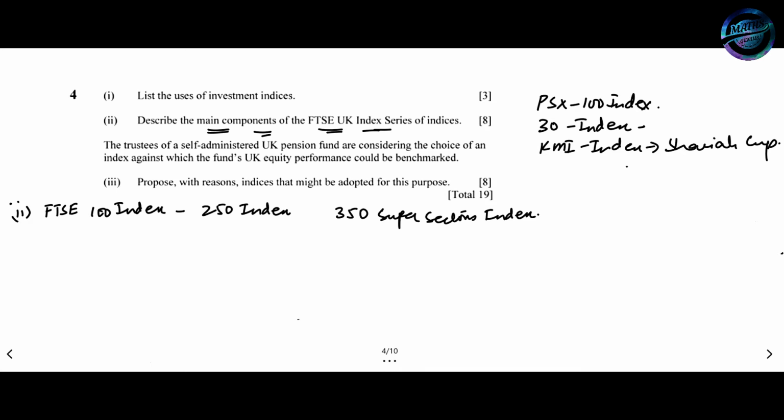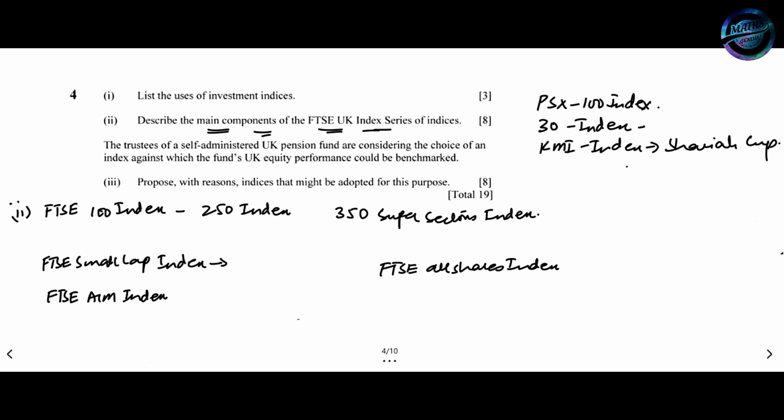then the FTSE small cap index. These are shares which are pretty small. Then there is the FTSE All-Share index, then there is the FTSE AIM index, and then there is the FTSE Fledgling index.